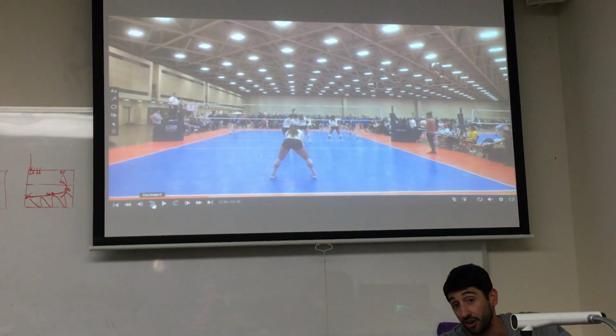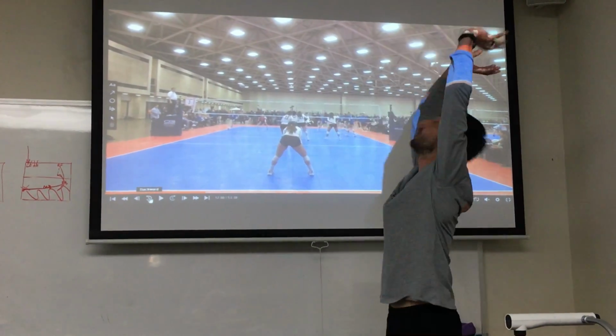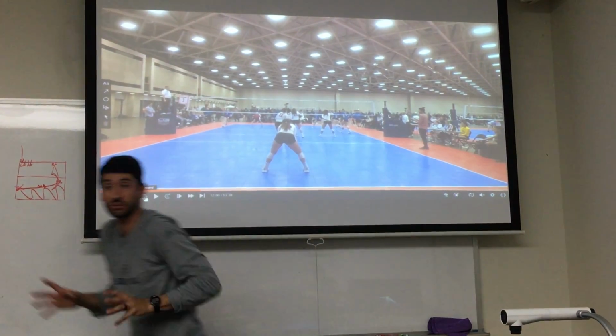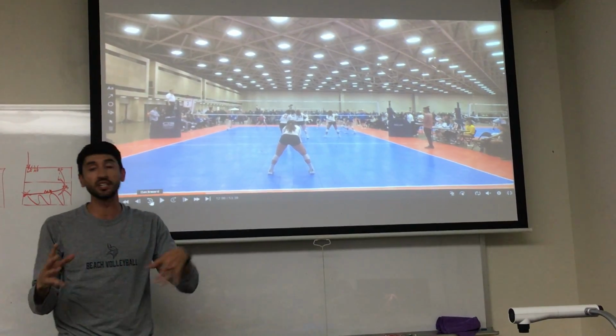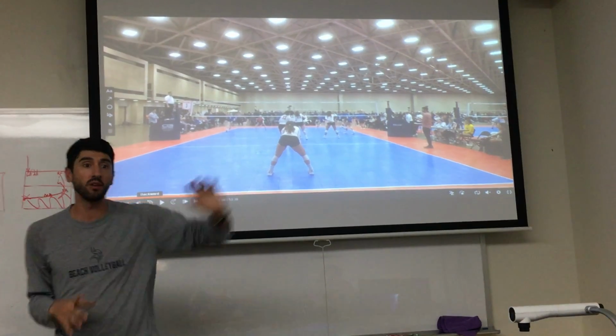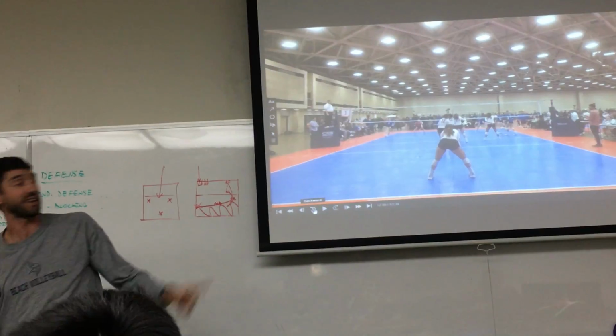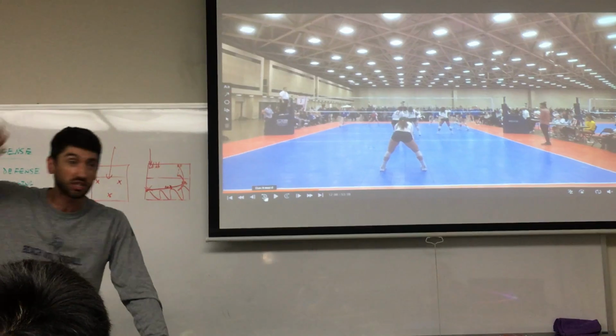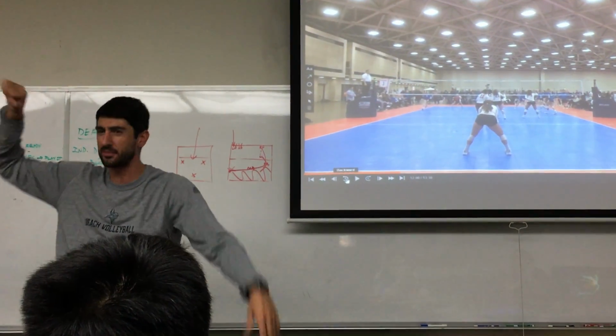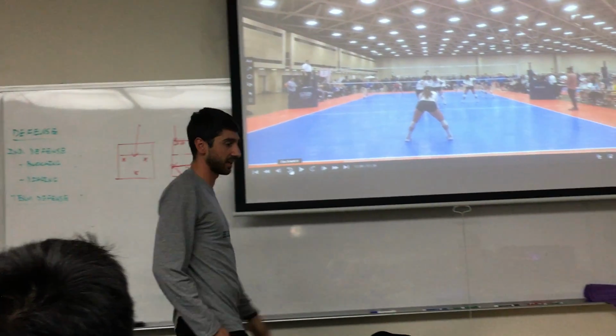Because if you're wrong, if she was like this and then she went boom and she threw it back and we already moved this way, guess what? Our entire defense is done. We have one blocker over here, one blocker over this way, and now the offense has all this space and daylight, no blockers up. They can hit whatever they want to hit. Does that make sense?